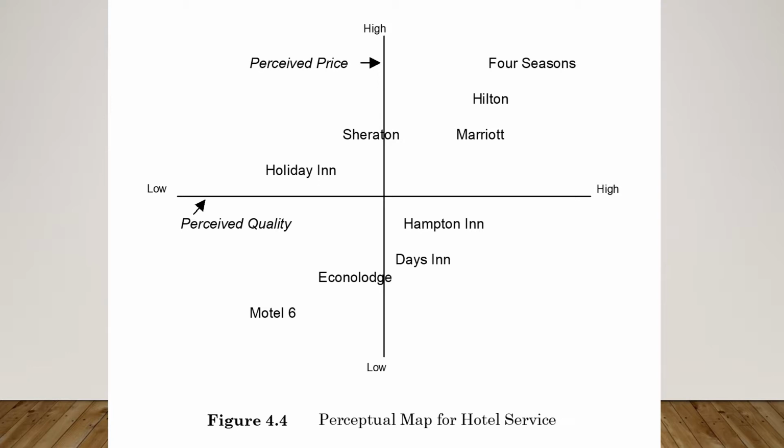You can also see who their primary competitors are, and you can look for any open spots in the market. For example, looking at this map, you can see that the Hampton Inn and the Days Inn are fairly close. They're perceived as being below average costs, but not significantly below, and they're also seen as having about the same perceived quality. So if I was doing a marketing campaign for Hampton Inn, my primary competitor would likely be Days Inn. My primary competitor would not be a Four Seasons Resort.